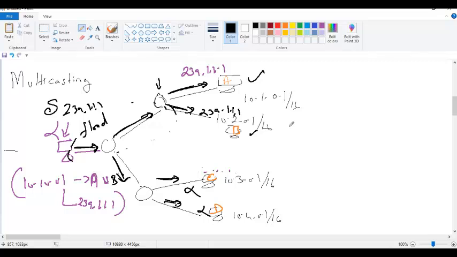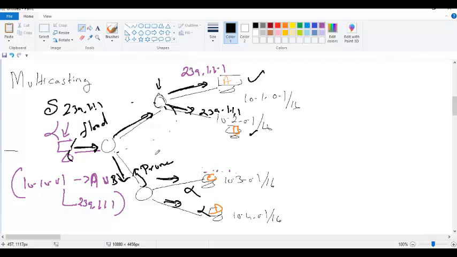This will say prune back. It will say, hey, prune back. Don't send me. No one is there to receive it. Prune back. This is what we call dense mode. Flooding and pruning. Pruning after knowing that there is no one to receive.